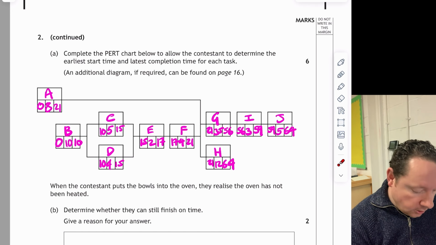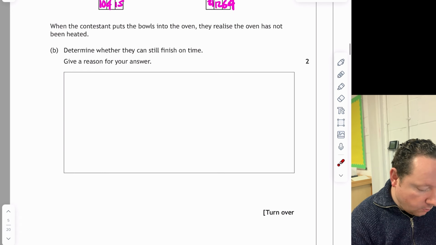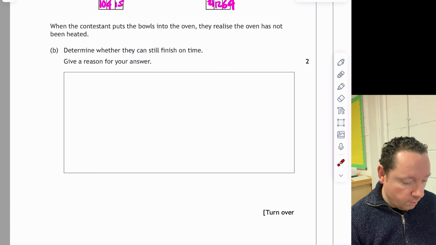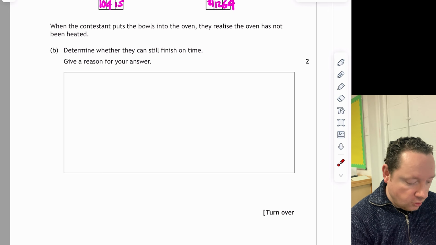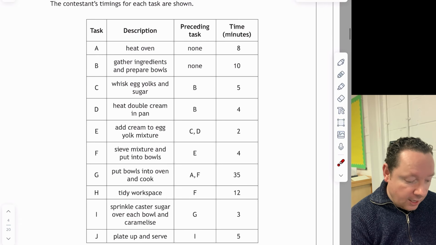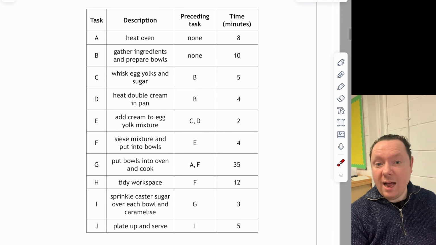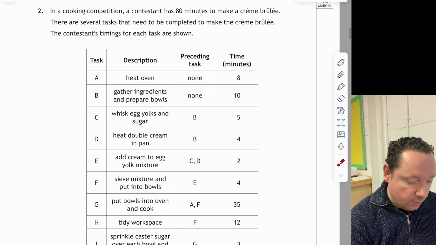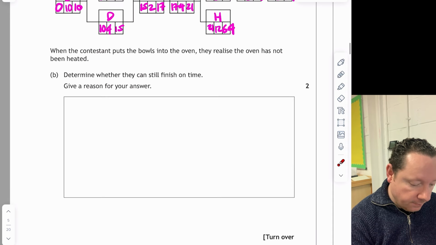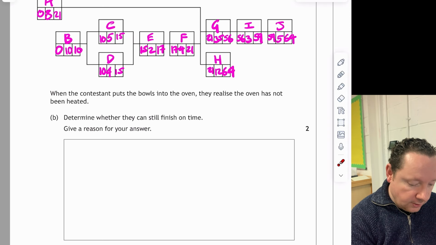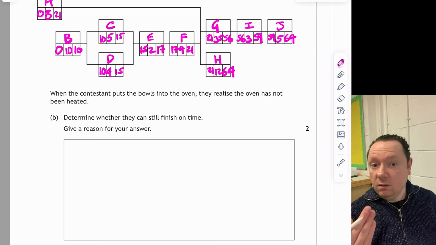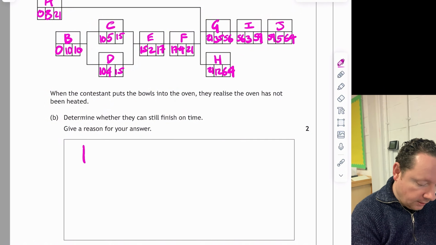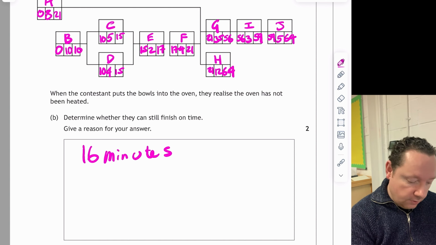Right, let's answer the next part of the question. Part B says, when the contestant puts the balls in the oven, they realise the oven has not been heated, to determine whether they can finish on time. So remember what these tasks were. Task A was to heat the oven, right? So that's not happened. They've gone straight to task B and they've not heated the oven and they've got 80 minutes to complete the task. So we can say that since it actually takes 64 minutes, there are 16 minutes spare. So I can write 16 minutes spare. I worked that out by doing 80 minus 64.